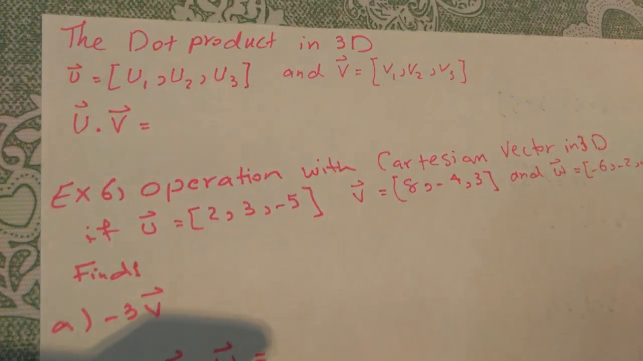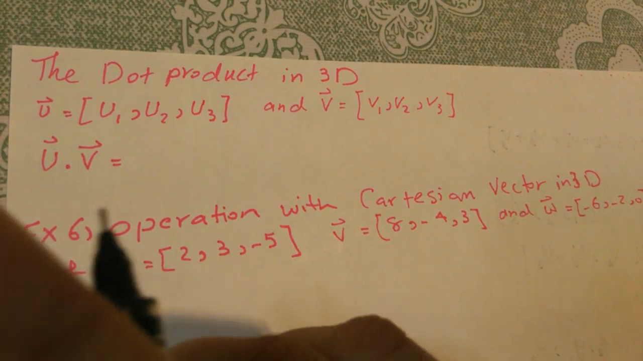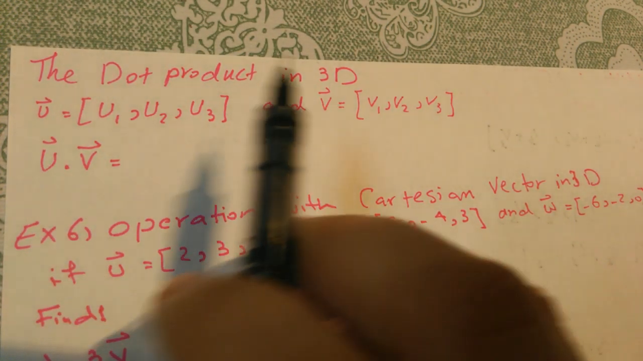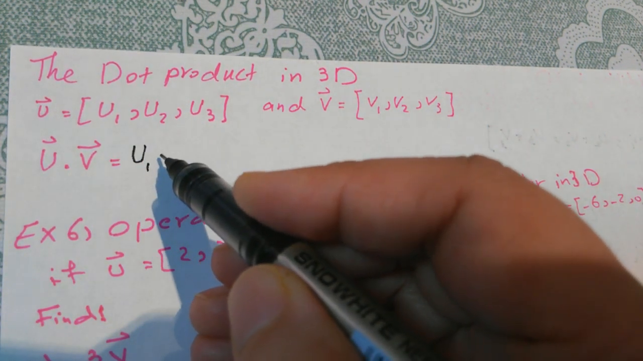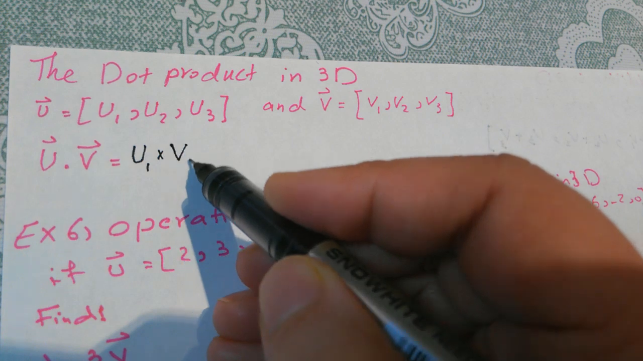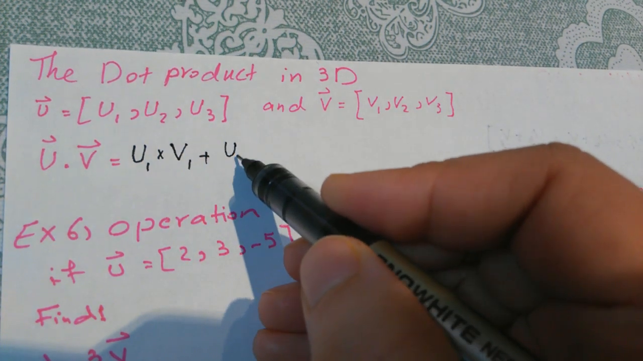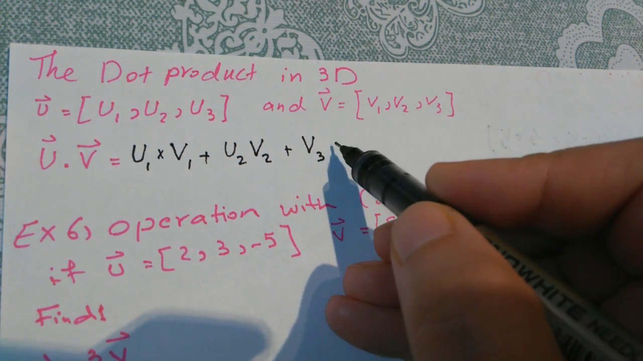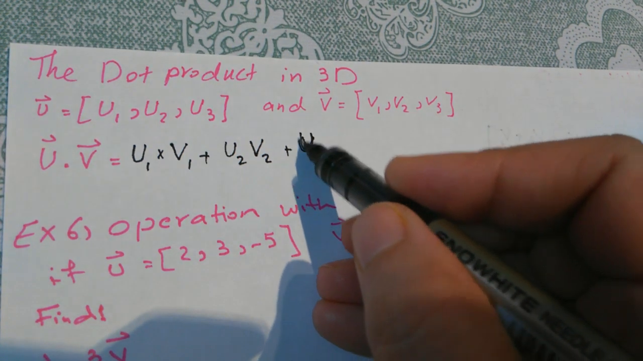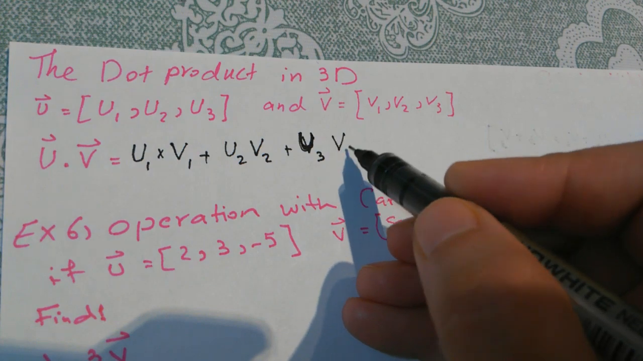So the next one is the dot product, the same thing that we did. You have u and v. Dot product means x component multiplied by x component, so it's going to be u1 multiplied by v1, plus u2 multiplied by v2, plus u3 multiplied by v3.